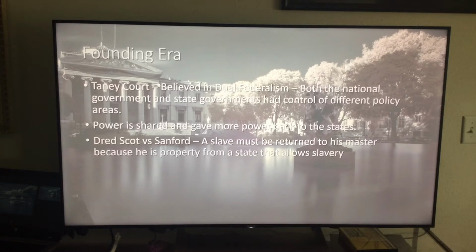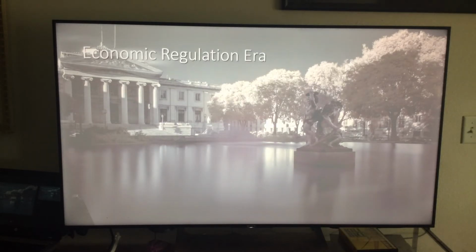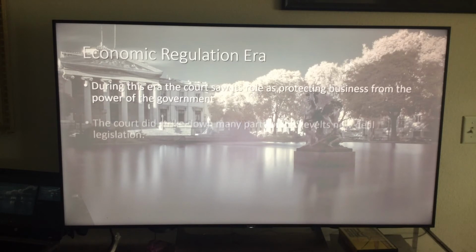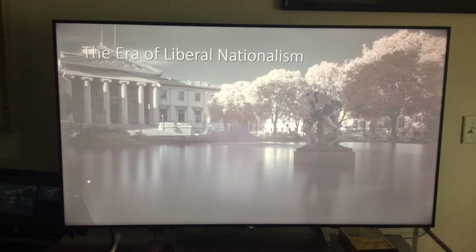A slave must return to his master because he is property of the state that allows slavery. So in this instance, the court sided with the state instead of the national government, and so the slave had to go back to their owner. I'm not worried about economic regulation areas. We'll just skip over this.